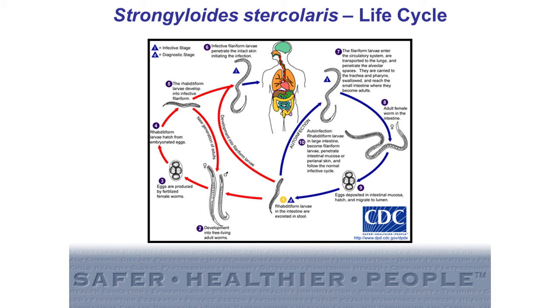This is the life cycle of Strongyloides showing the free living cycle as well as the parasitic cycle. Infection is by ingestion of the filariform larvae, which mature into adults and lay eggs which hatch to produce the L1 rhabditiform larvae, and the cycle continues on and on. It's important to know that the free living cycle does not continue indefinitely. I think it only lasts for two cycles and then they die. So it's not an indefinite cycle. They need the parasitic cycle to continue.